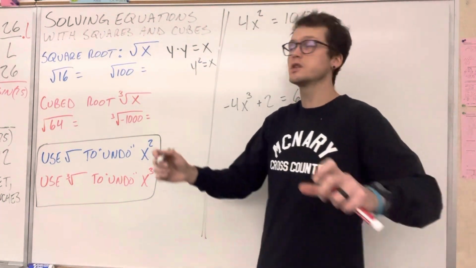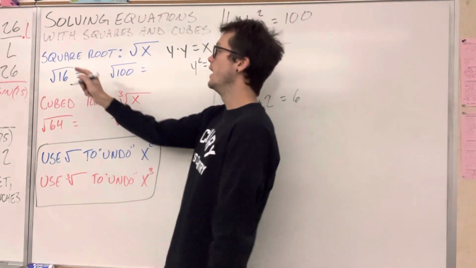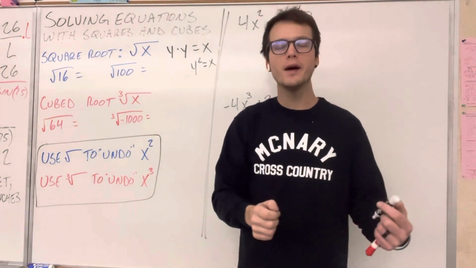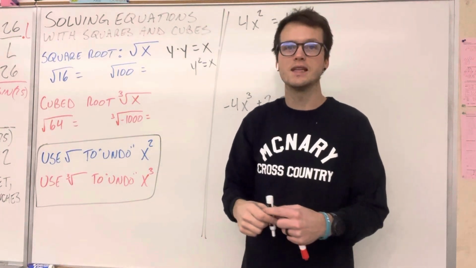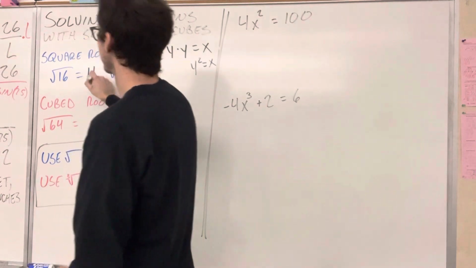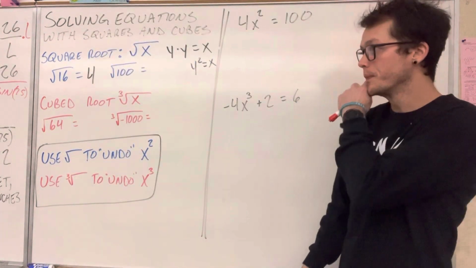You've seen these a bunch of times before. Here's a couple examples. So the square root of 16 means we are looking for the number that when multiplied by itself, or when squared, equals 16. And of course that's 4 because 4 times 4 equals 16. So the square root of 16 is simply 4.